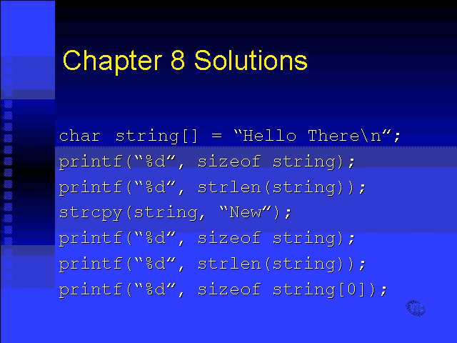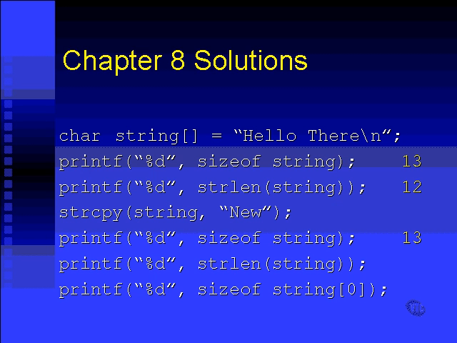It's hello there. That's 5 letters for hello, plus a space is 6, plus another 5 for there is 11, plus a new line is 12, plus a null is 13. 13. How about the length of the string? Well, that's everything except the null, so that's 12. How about, then we put the word new in it, so the size of the string is now, well, it's still 13. The variable has not changed its size.